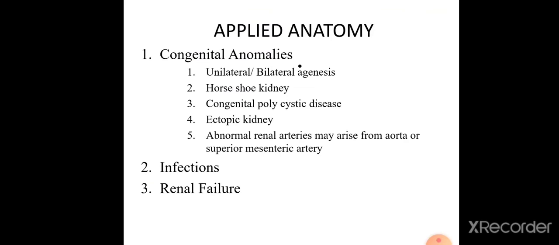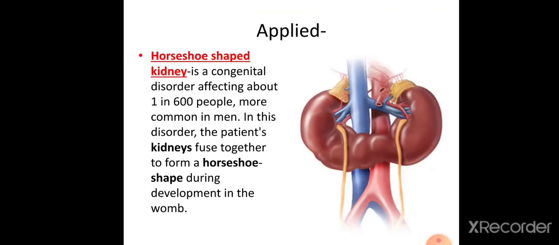Then we have horseshoe-shaped kidney, congenital polycystic disease, ectopic kidney, abnormal renal arteries which may arise from the aorta or superior mesenteric artery, some infections and renal failure. Now this is the horseshoe-shaped kidney. In this, the lower poles of both kidneys are united and it assumes the shape of a horseshoe. That is why it is known as horseshoe-shaped kidney. It affects about 1 in 600 people. It is common in men.